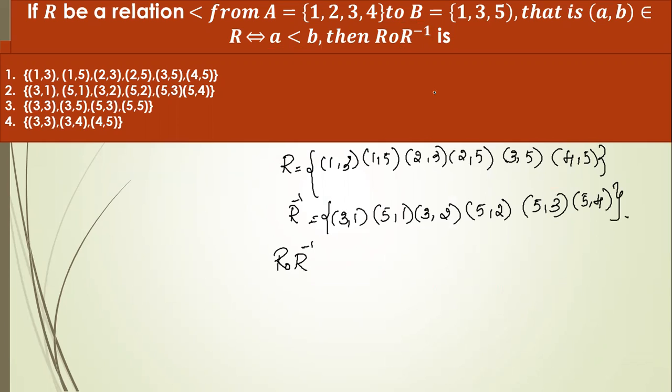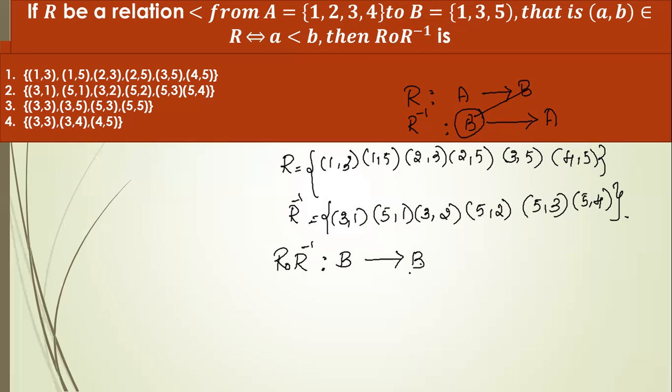Okay, R is a mapping from A to B. R inverse is a mapping from B to A. So R composition R inverse is a mapping from B to B, because we are going in this way. The domain of R inverse is B, and what is the codomain of R? It is B. So R composition R inverse is nothing but from B to B. Yes, good Vani. Answer is the third one.